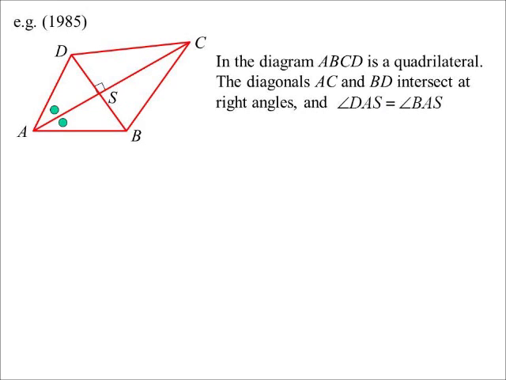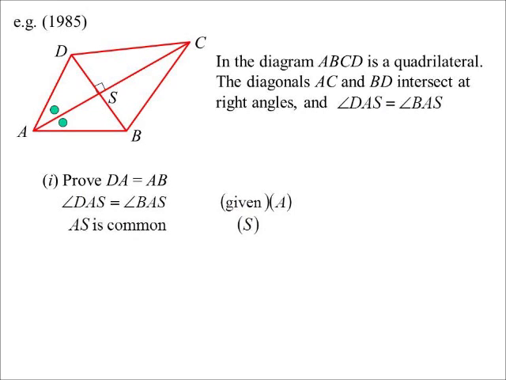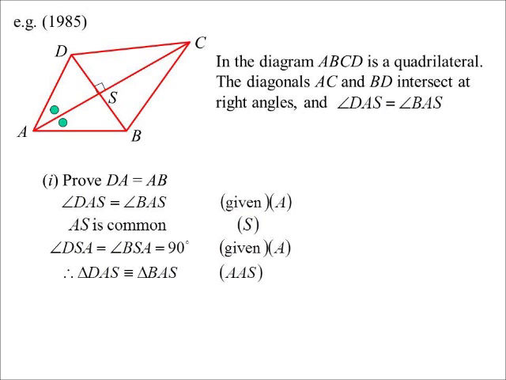ABCD is a quadrilateral. Diagonals AC and BD intersect at right angles. DAS is the same as BAS. They want us to prove that DA is equal to AB. DAS is equal to BAS, that information was given to me. When I'm proving congruence, I just like to write down A so I know which piece of information. I've got an angle that's the same. AS is in both, so I've got a side that's the same. And DSA is equal to BSA is equal to 90, given to me as well. So I have angle, angle, side. Therefore, DA is equal to AB.